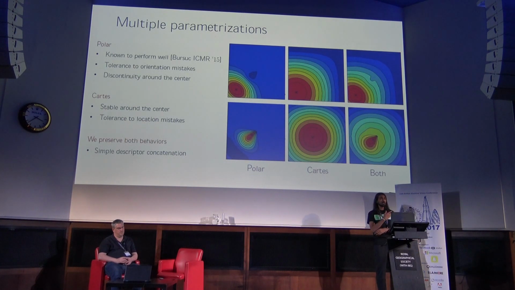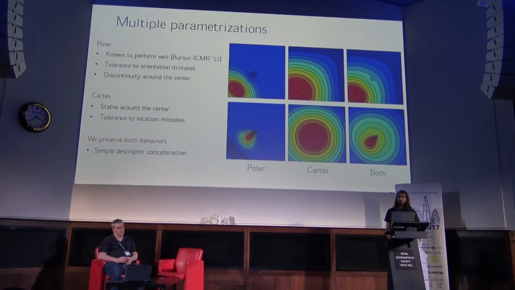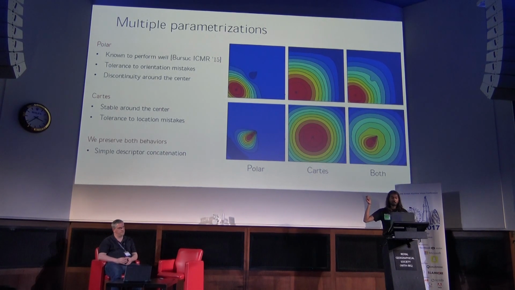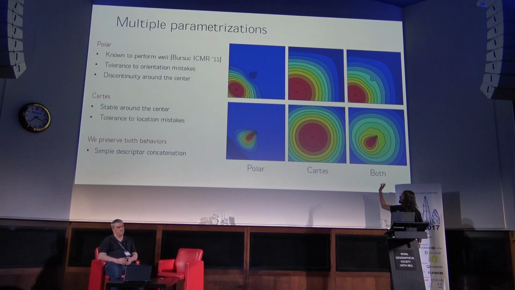Okay, so we now have two descriptors, polar and Cartesian, each of which has some interesting properties. But they don't really perform so well, and we try to see why. For example, in the polar case, there's a marked discontinuity around the center, which is really not good for such a match kernel. Whereas in the Cartesian case, there is no tolerance to rotational mistakes. So we want to somehow have the best of both worlds. One simple thing we can do is just concatenate these two descriptors and see what happens. This is what we have shown here on the right. And we can see that already the bad behavior around the center is alleviated. But we can do better.